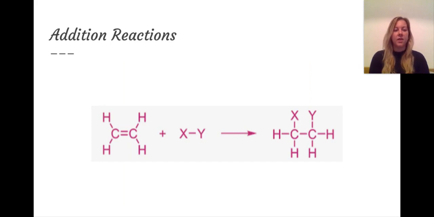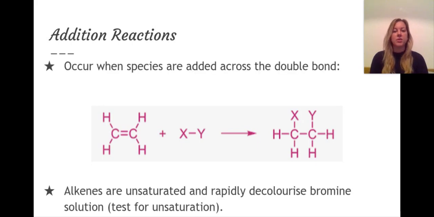Okay, the last chunk of this section is a recap on addition reactions. Now remember, addition reactions occur when species are added across the double bond. So here we have an XY molecule, the double bond opens up like a little gate like that, and the atoms join onto where the double bond used to be, in other words, straight up from the double bond.